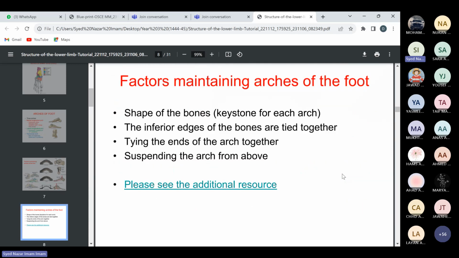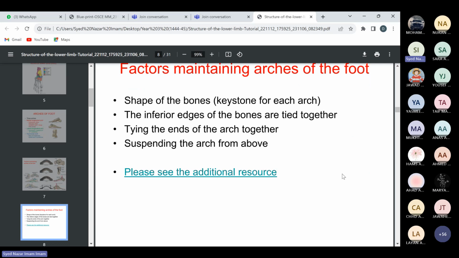I will also supply you with one additional resource for this, and you have to read about the factors maintaining the arch, how this arch is formed, what the bones forming the arch are, and what the factors maintaining these arches are.